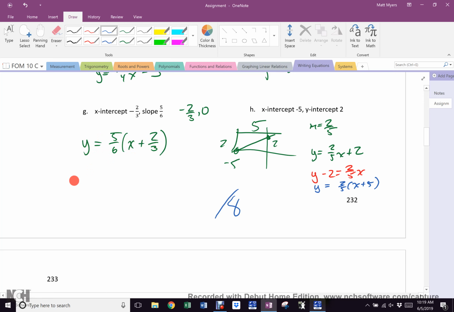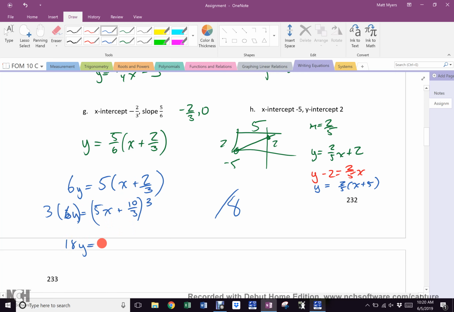Okay. In general form, this would be 6y equals 5x plus 2/3. And then you would want to expand to get 6y equals 5x plus 10/3. Then you want to get rid of the 3, right? So you'd multiply everything by 3 and get 18y equals 15x plus 10. And then you would have 15x minus 18y plus 10 equals 0. Okay?